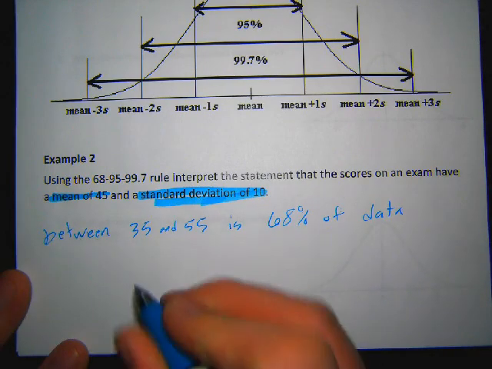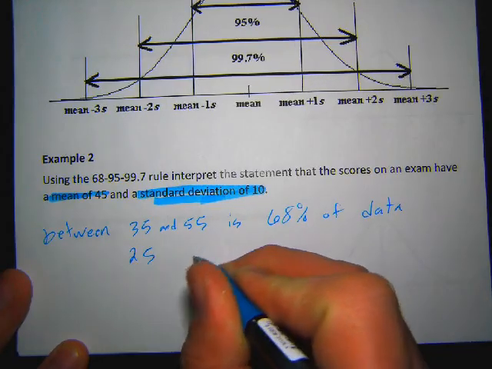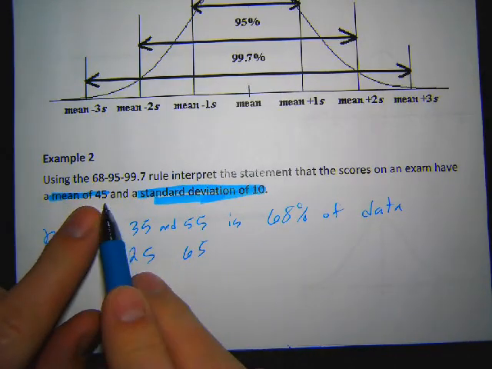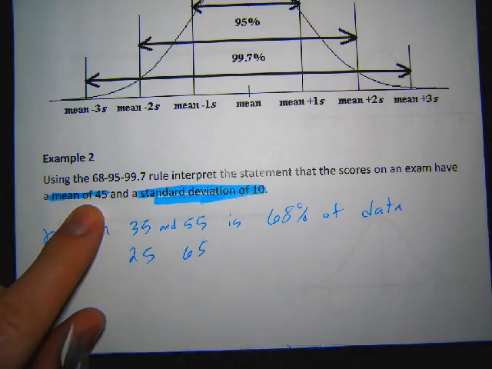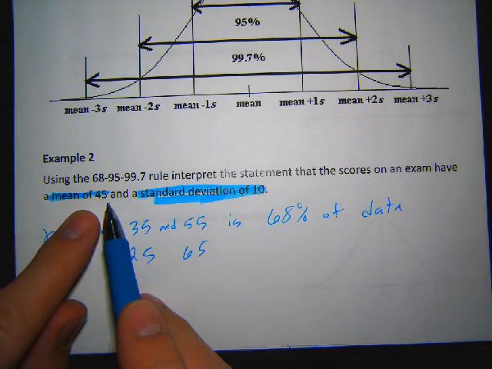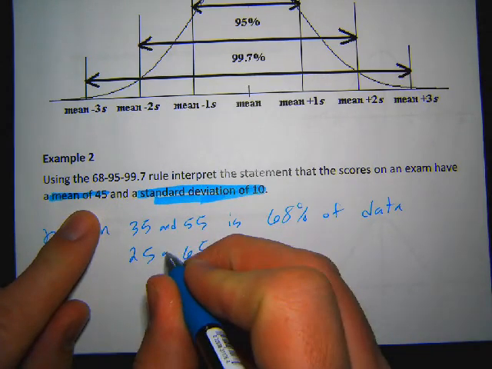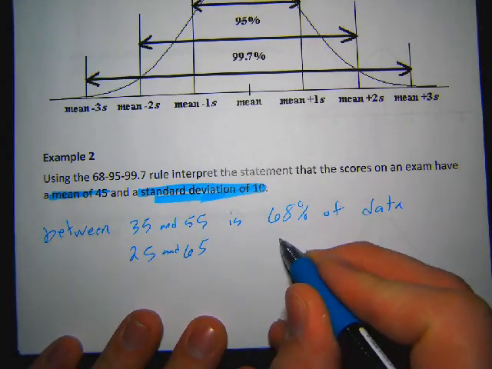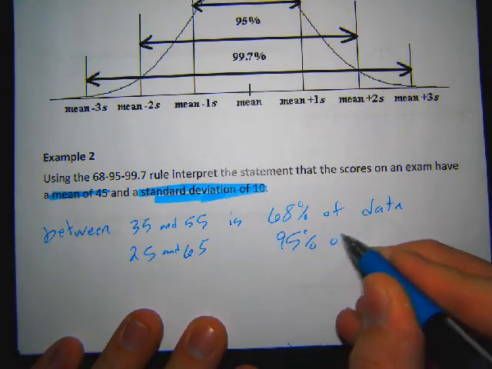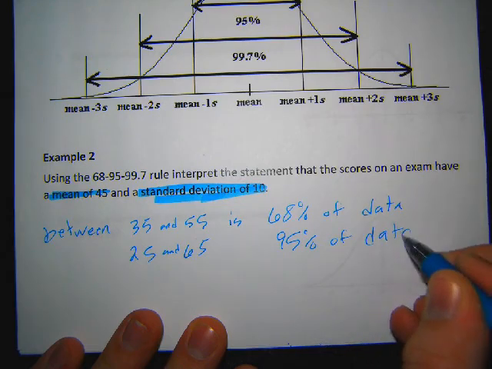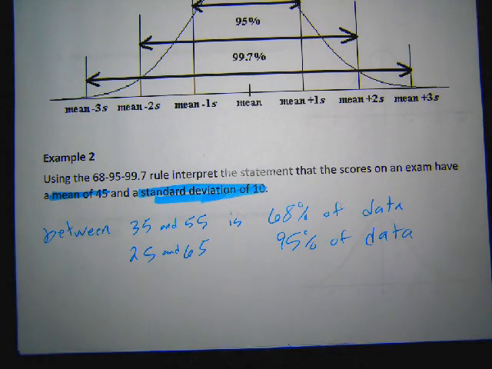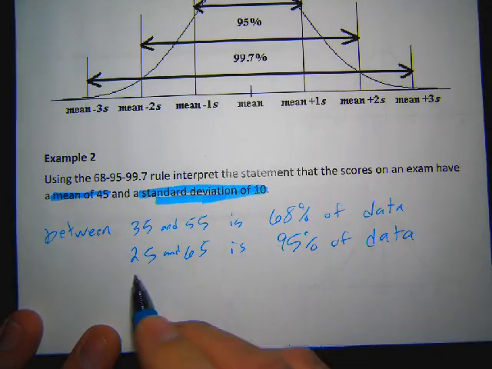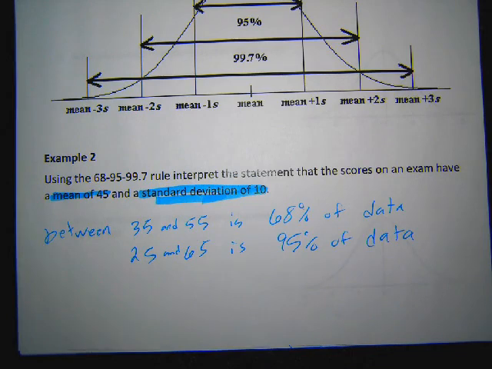It also says that between 25 and 65, so now I'm going up 2 standard deviations. If I add 10 twice to 45, I add 10, you get 55, add 10 more, you get 65. Or I go down 2 times, 45 minus 10 and minus 10, I get 25. If I go between those two numbers, then it's 95% of the data. So the vast majority, almost everything, it's not quite everything, there's still 5% left, but it's pretty close. This is like 19 out of 20 in this range. So the vast majority of people are going to be between 25 and 65 on this test.